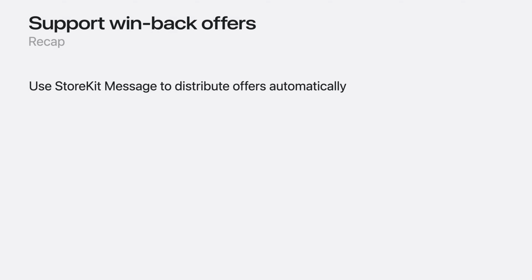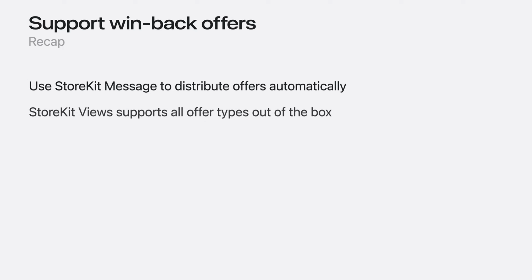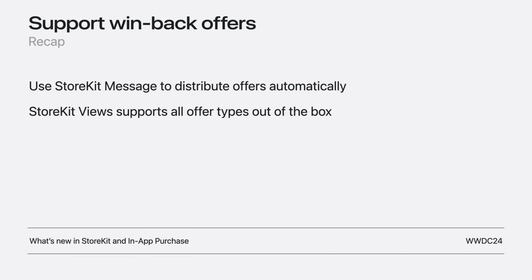StoreKit Message is the quickest option to show a win-back offer to your customers. With StoreKit Views, you may not need to add any code depending on your specific case, and you can also create gorgeous subscription merchandising UI. To learn more about other new features in StoreKit Views, check out our 2024 session, What's New in StoreKit and In-App Purchase. If you require creating custom workflows and UI for your app and subscription service, you can use the new StoreKit APIs in Subscription Status and Subscription Info to find the appropriate offer for your customer and display it in your own merchandising view.